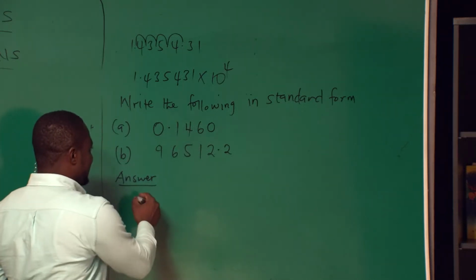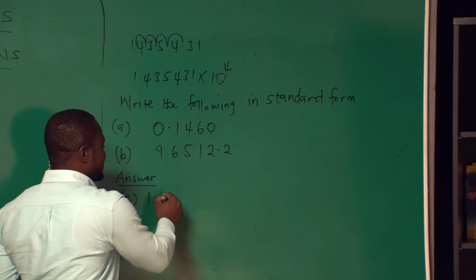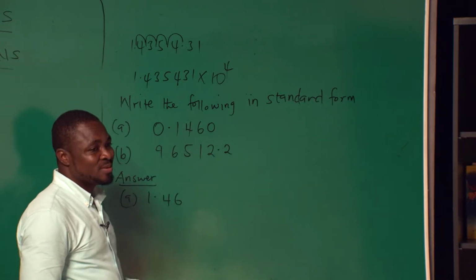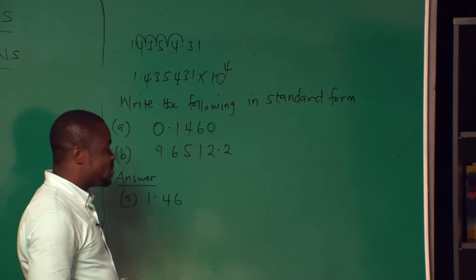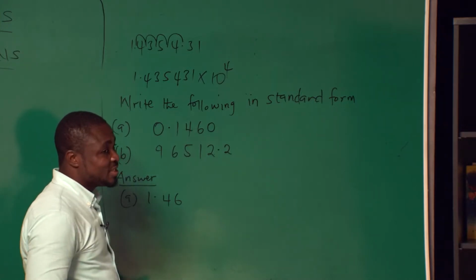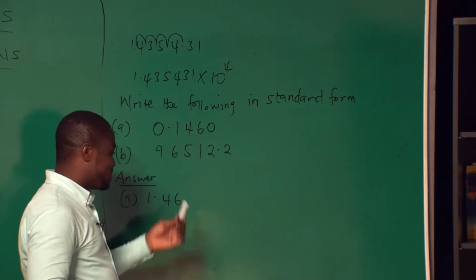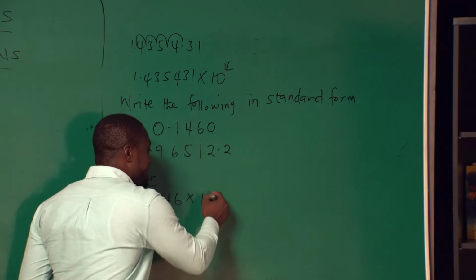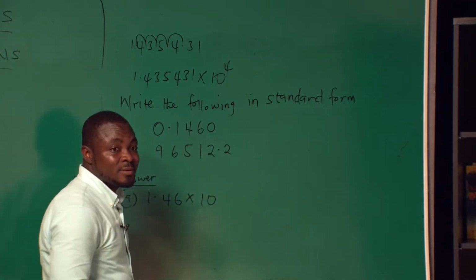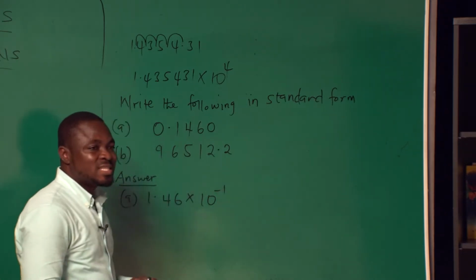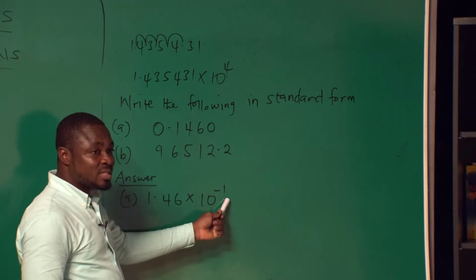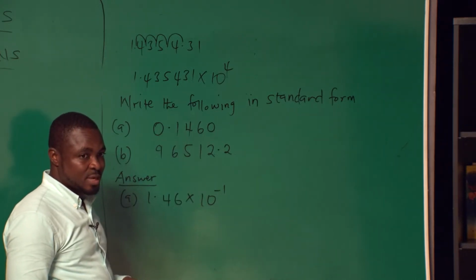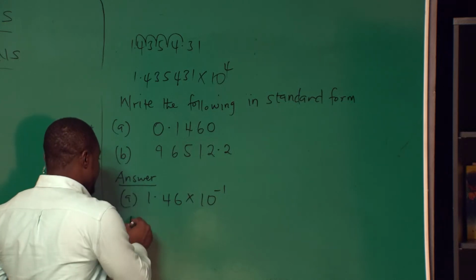So I end up with 1.46. Don't bring the 0. Are you okay? 1.46. If you bring it, there's no problem, but you don't have to bring it. 1.46 times 10 exponent what? -1. So this index, the exponent, is the number of times you move the point. Are you okay? Then the b.